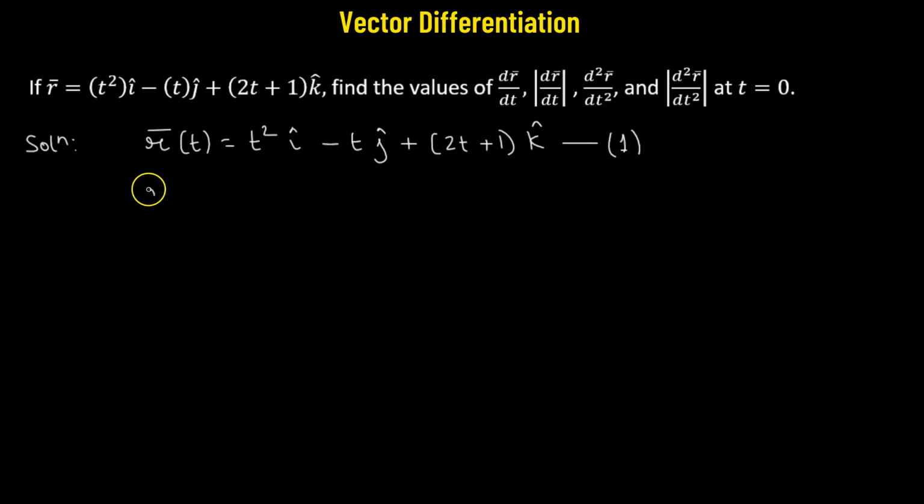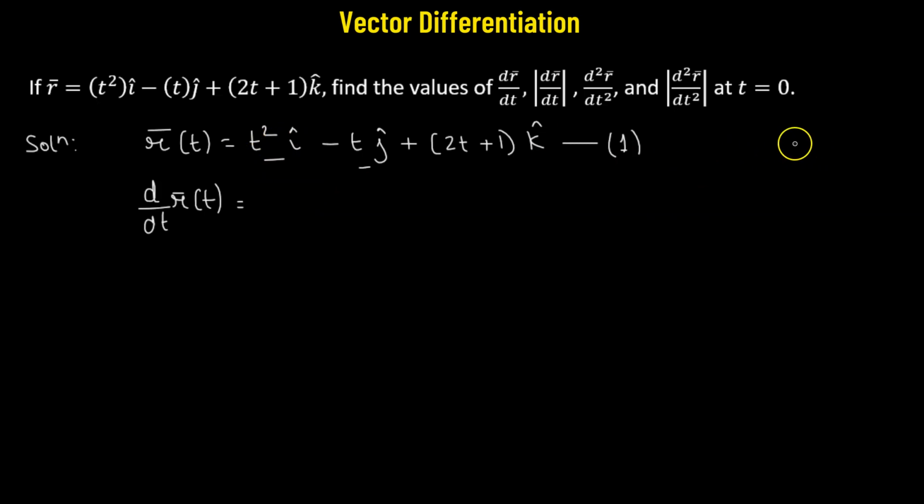Now, we will take the derivative with respect to t of this vector valued function r of t. For that, all we have to do is apply the derivative to each of the three terms. If we look at each of the terms, we have a product: for the first term, t squared and i cap; in the second, t and j cap; and in the third, (2t plus 1) times k cap. So that means we need to apply the product rule here.